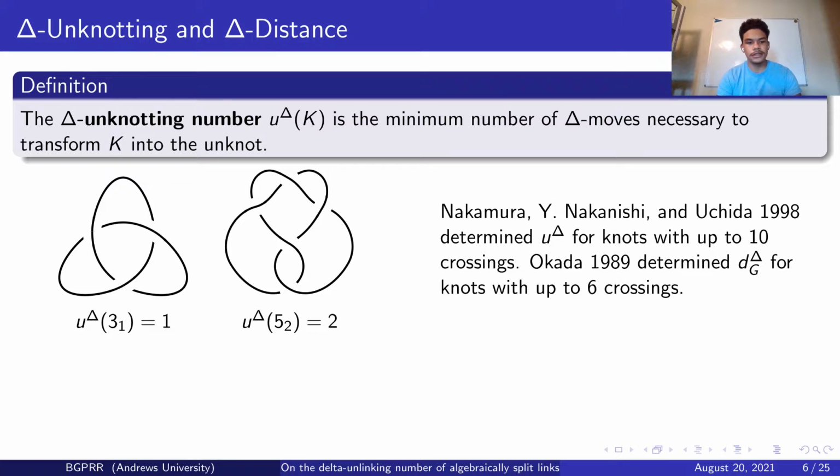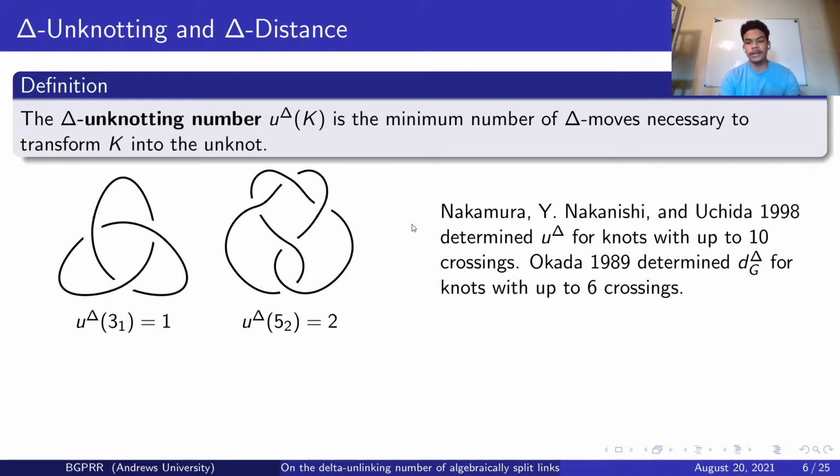This introduces the concept of delta unknotting number, which is the minimum number of delta moves necessary to transform a knot K into the unknot. For example, the delta unknotting number of 3_1, the trefoil, is equal to 1, and the delta unknotting number of 5_2 is equal to 2.